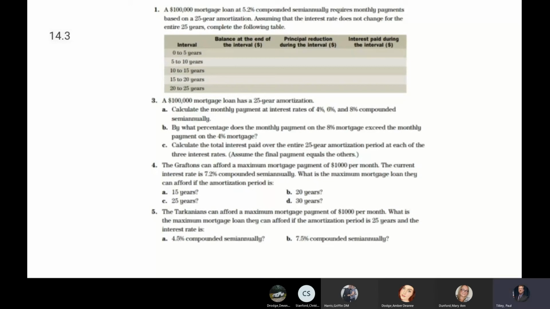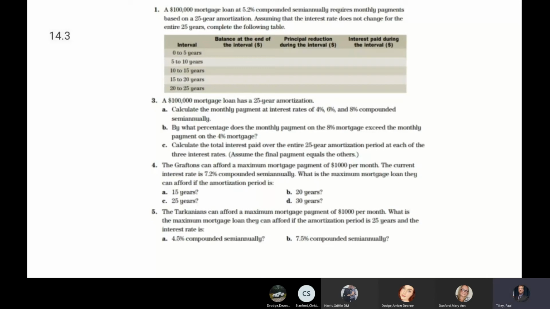So the very first thing, and I just want to walk through them, is we have a $100,000 mortgage. So the present value by definition is $100,000. The loan is at 5.2% compounded semiannually. Now we can calculate the I value of that by taking 5.2% divided by 2, and that will come to 2.6% per compound, which is 0.026.